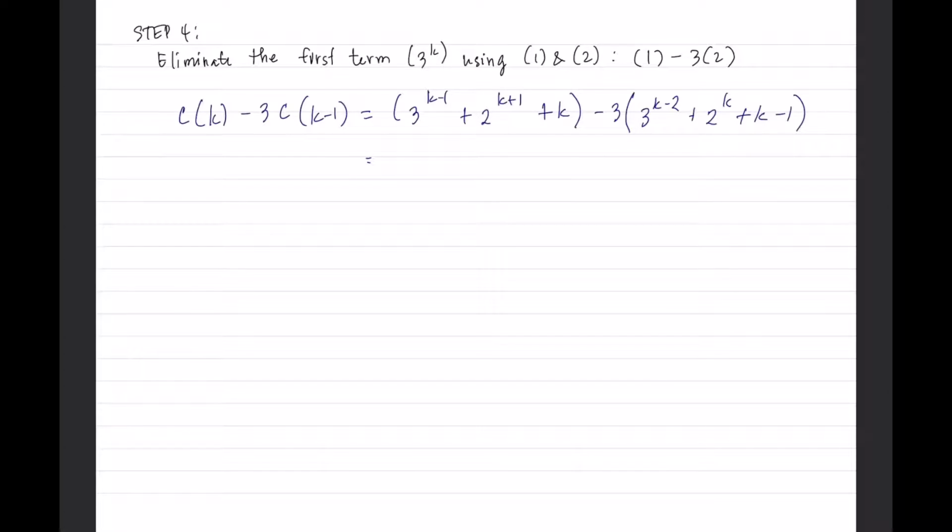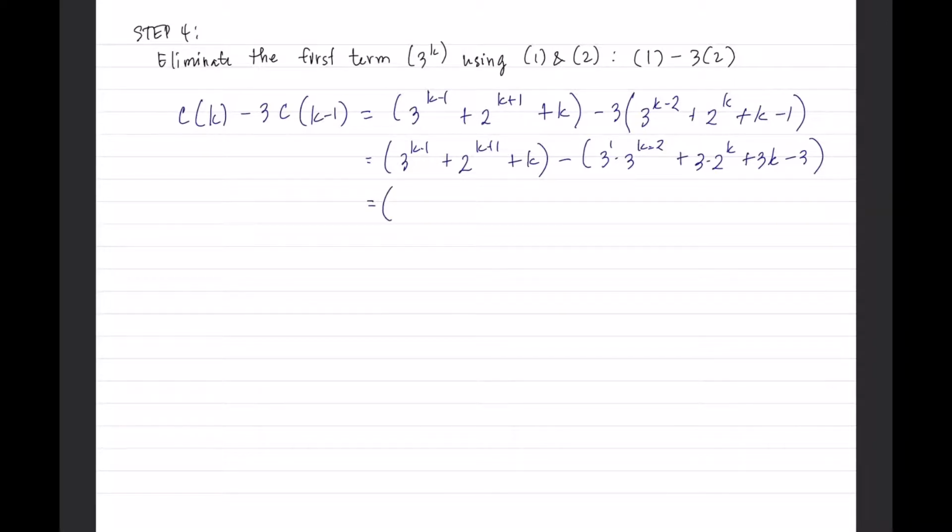So we solve for the right hand side. That would give us 3 raised to k minus 1 plus 2 raised to k plus 1 plus k minus the quantity 3 raised to 1 times 3 raised to k minus 2 plus 3 times 2 raised to k plus 3k minus 3. Then we continue.